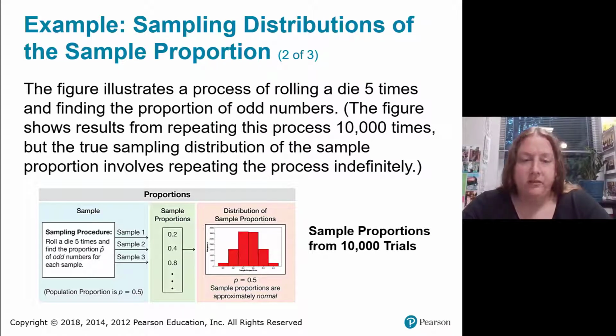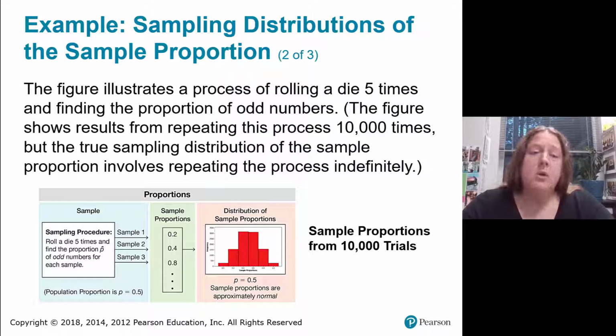So here we have a figure, and we can see that if we're looking at how many of the 5 times, or of the 5 die are odd numbers, we can have 1, 2, 3, 4, or 5 of them. So we'll have 0.2, 0.4, 0.8, and 1 and 0 as our possible sample proportions.